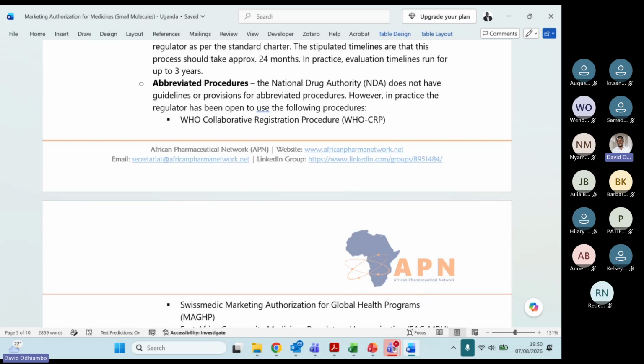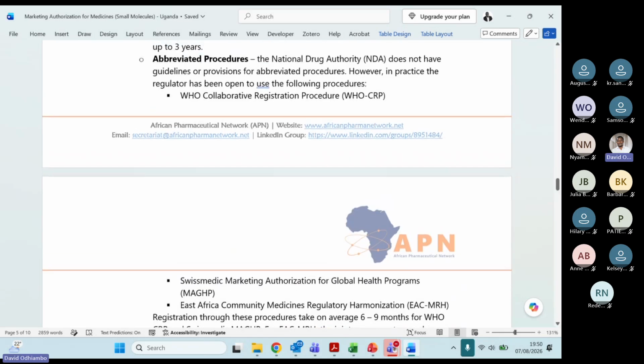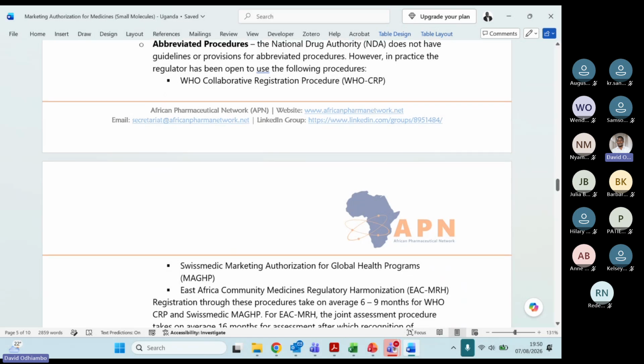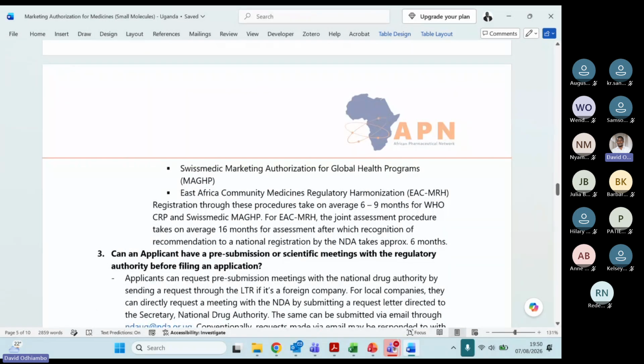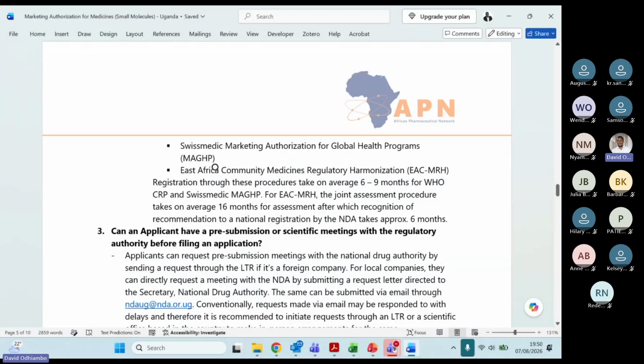Then when you go to the abbreviated procedures, Uganda does not have guidelines specifically for abbreviated procedures and reliance. But in practice, the regulator has actually been open to using alternative regulatory procedures, I would say the abbreviated ones: WHO CRP, the Collaborative Registration Procedure, WHO PQ, Swissmedic Marketing Authorization for Global Health Programs, and the East Africa Community Medicines Regulatory Harmonization. So those are processes that have already been adopted. Normally, the procedure would take on average 6 to 9 months at maximum in most cases, but in a deal, they normally say in your conversation with them, it should be approved in 6 months.